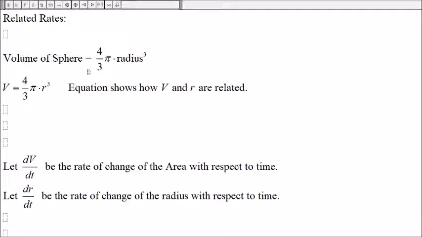Here we have the volume of the sphere, and the formula to get the volume of the sphere is 4/3 times pi times the radius to the third. And so this equation shows how the volume and the radius are related. So they're related by this equation. And so what we'd like to do is come up with an equation that shows how the rate of change of the volume and the rate of change of the radius are related.